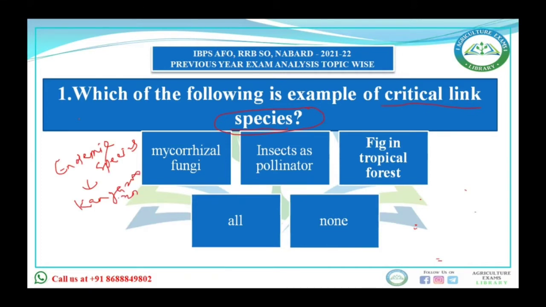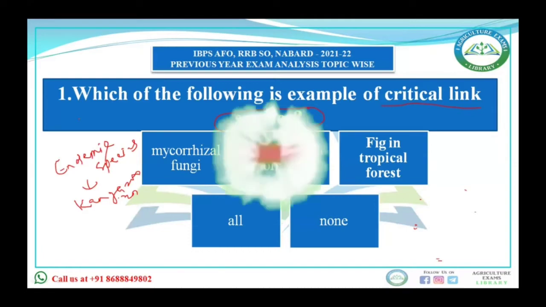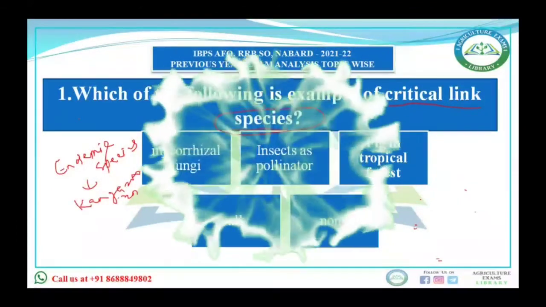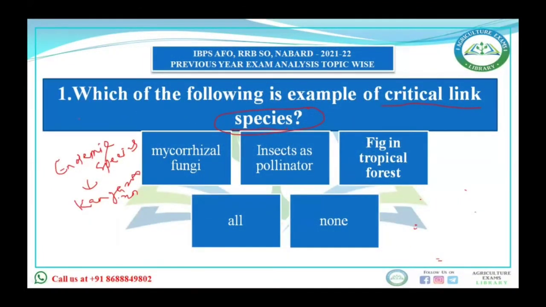Second is keystone species. This is the species which has great influence on the community character, although they have low abundance, that is, their biomass is low in that community. After that also they have great influence on the community. The activities of keystone species determine the structure of a community, like lion in forest, kangaroo rat in desert, or fig tree in tropical forest.